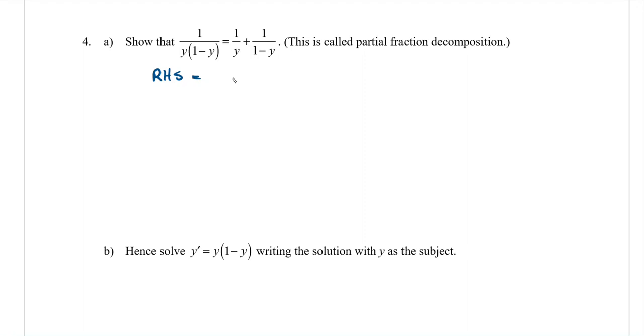So my common denominator, I'll just write the right-hand side down first. My common denominator, I would multiply together the y and the 1 minus y. I'm starting with the right-hand side of the equation. I'm going to go back to the left.